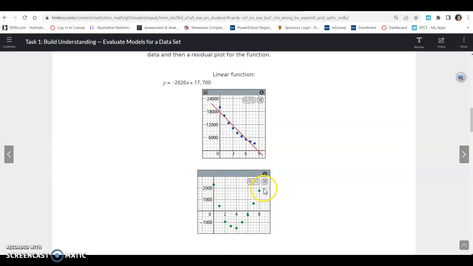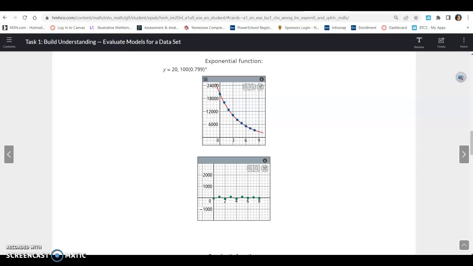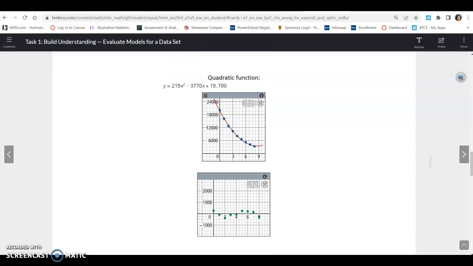These points are all over the place, so the linear regression, this equation or this model, is not a good fit for that table of values. All right, then they did exponential. The exponential, you can see the residuals are very close to the x-axis. You can also see that on this graph here, this line goes through every single point. So this is a very good model, a very good equation for that set of data above.